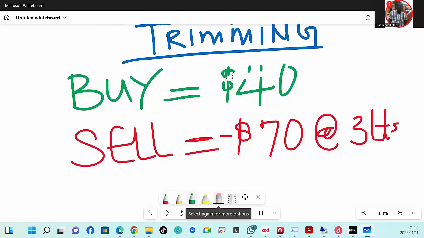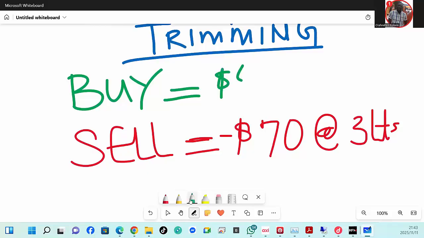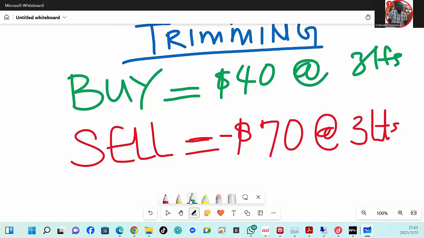And our buy, okay, our buy is $40 at any lot size. This one we don't care about this. Let's say at 3 lot size as well. If you are trading, and we remember we say when we hedge, that means we are buying and selling at the same time. This illustration shows that hedge has taken place.